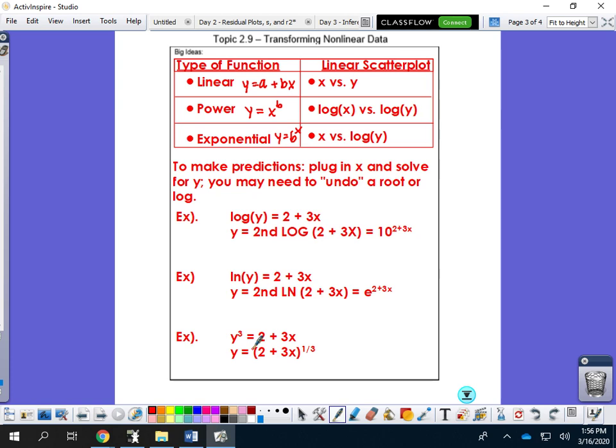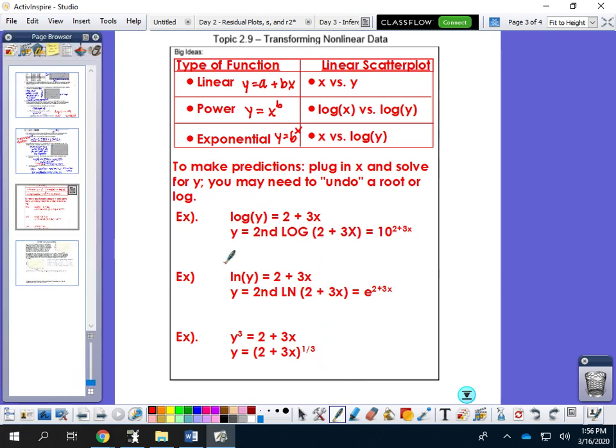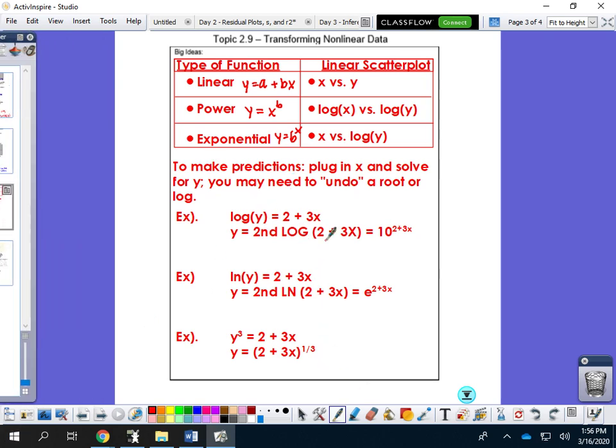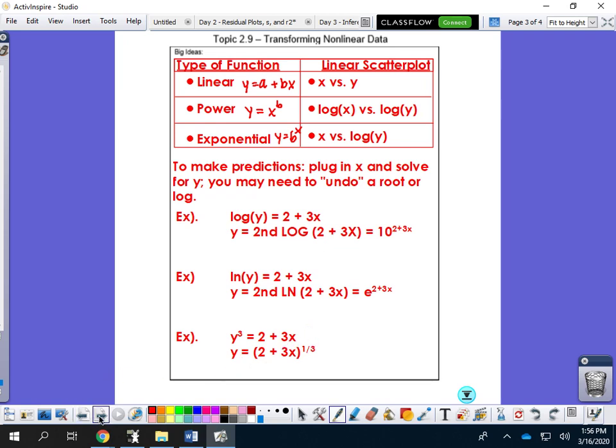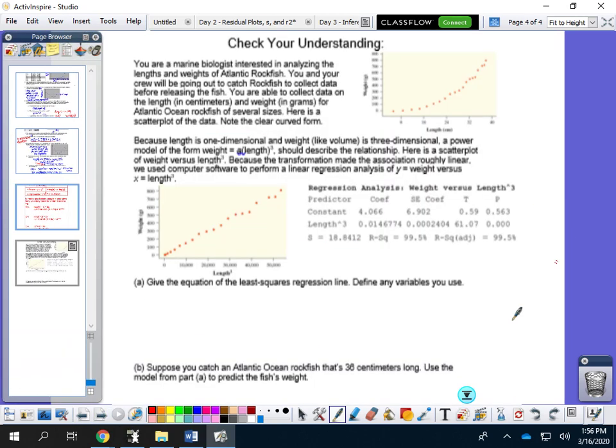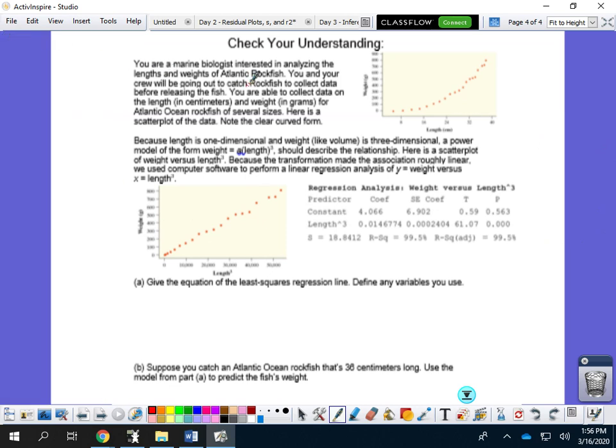To make predictions, you just plug in x and solve for y. You might need to undo a root or a log, and so I just have a couple examples of how to solve just in case that were to happen. So just hit second, whatever, to get it out. All right, now let's do this check your understanding together, and then you will be done with this unit, and we will do a review so that we put it all together, and we'll go from there.